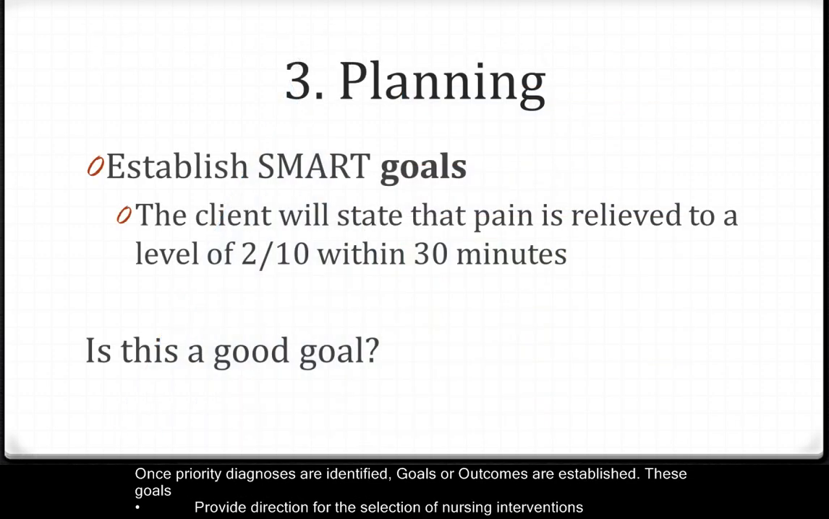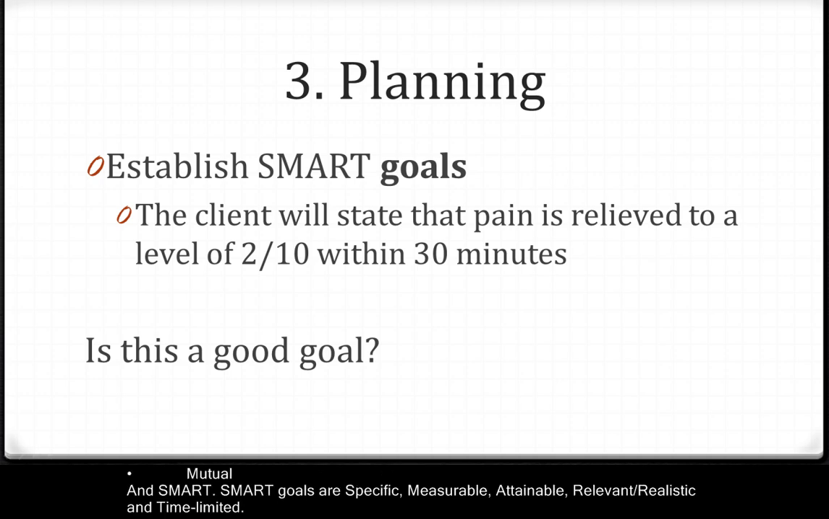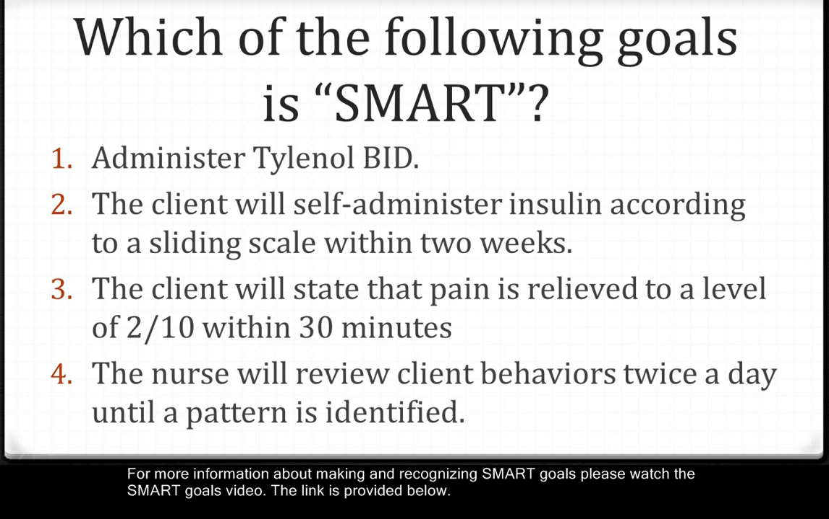Once priority diagnoses are identified, goals or outcomes are established. These goals provide direction for the selection of nursing interventions, provide a focus for evaluation, are developed in consultation with the client, and can be short or long term. Goals or outcomes must be client-centered, singular, mutual, and SMART. SMART goals are specific, measurable, attainable, relevant or realistic, and time-limited. For more information about making and recognizing SMART goals, please watch the SMART Goals video. The link is provided below.